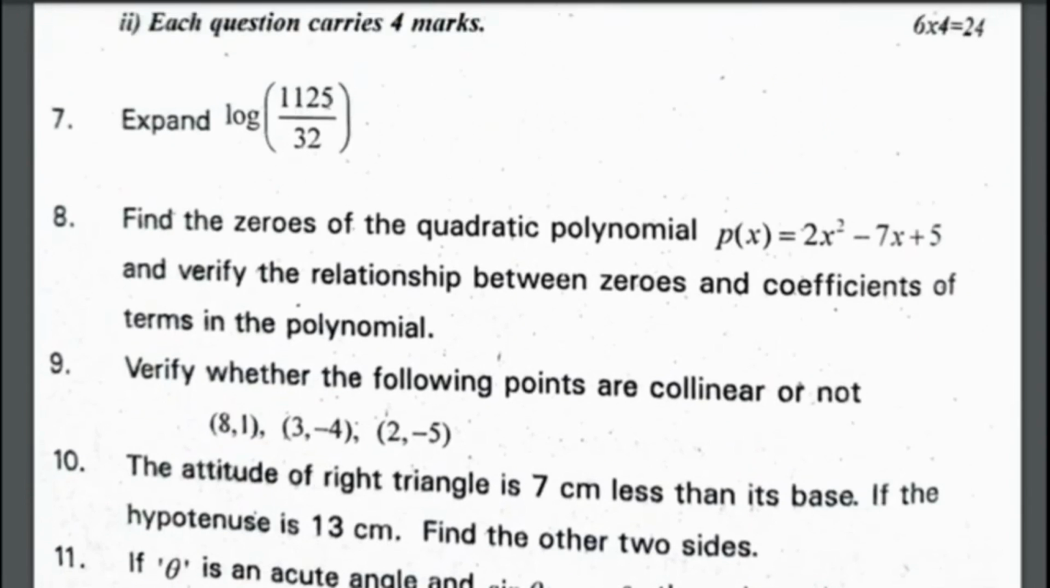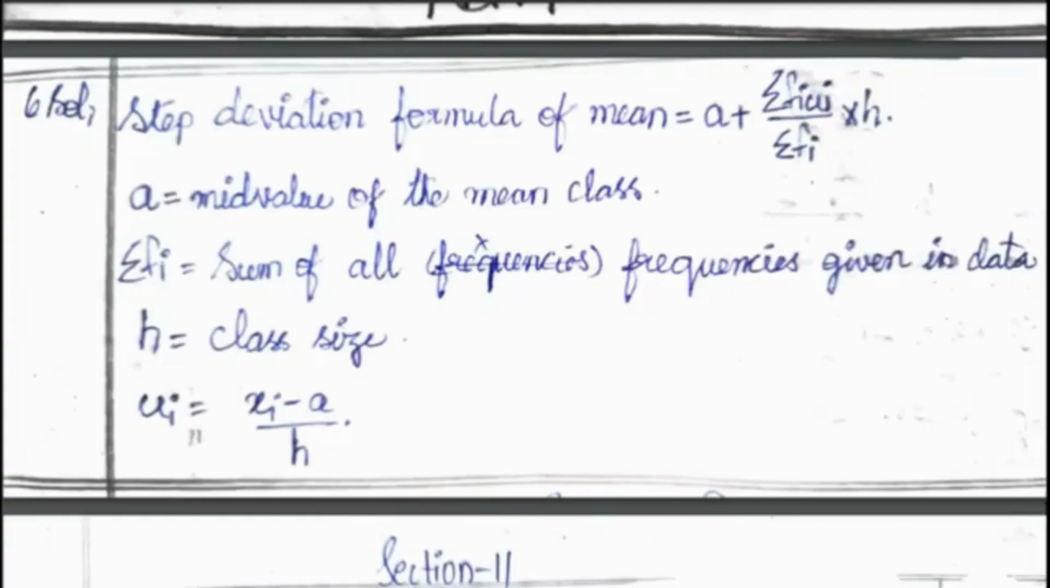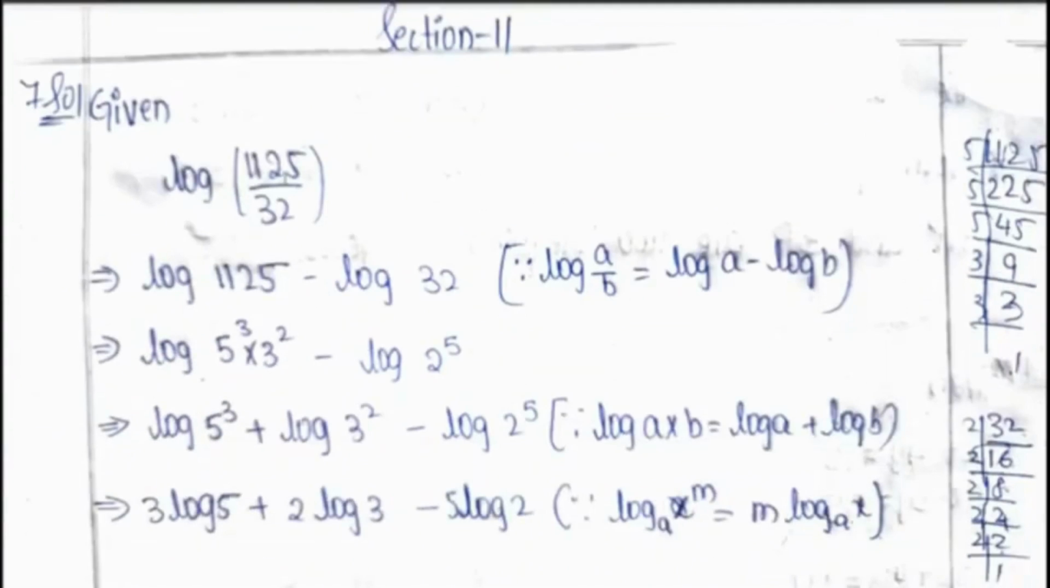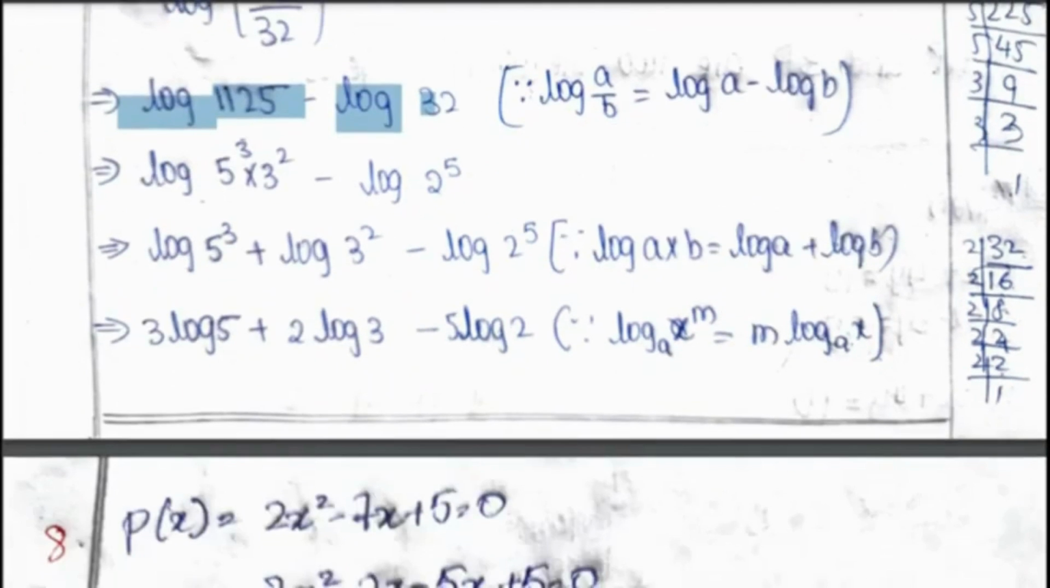Expand log 1125 by 32. So log 1125 by 32 can be expressed as log of 5 cube into 3 square, minus log 2 power of 5. So the log a by b formula is log a minus log b. So we have to apply the formulas. You have to write the formula, students. So 1125 can be expressed as 5 cube into 3 square, and 32 can be expressed as 2 power of 5.